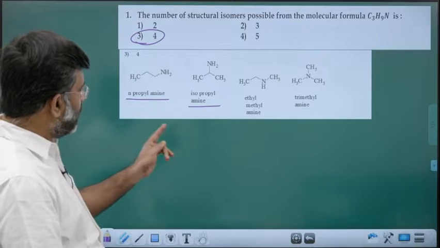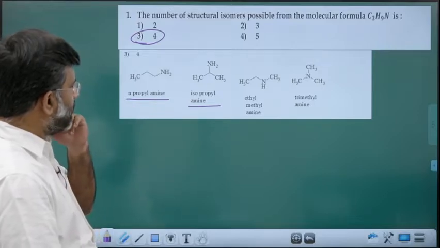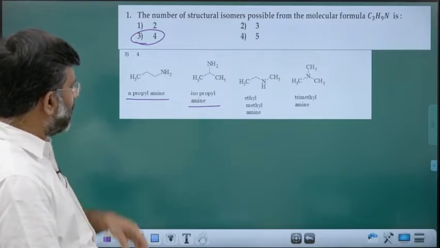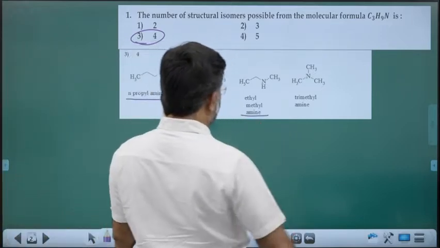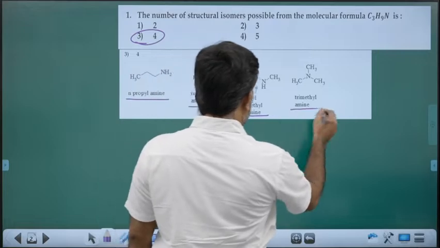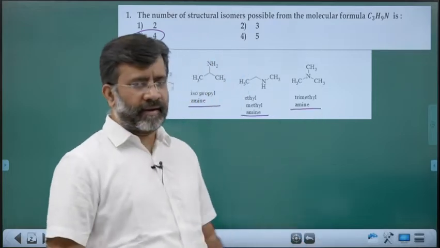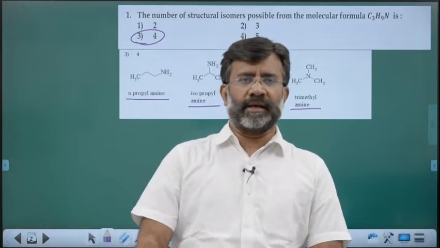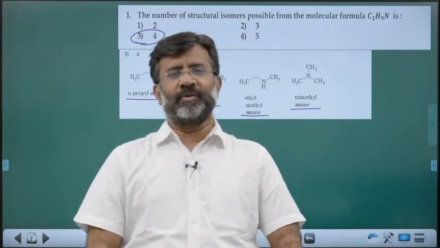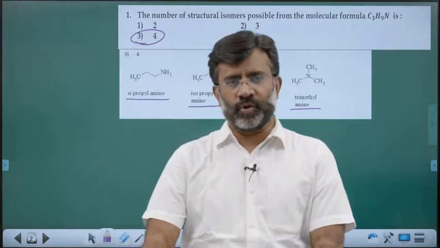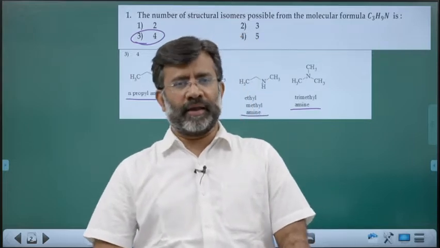Then ethyl methyl amine, that is N-methyl ethanamine. Third one. And trimethyl amine, N,N-dimethyl methanamine. That is a molecule. So try writing the IUPAC name of the compound also. There are 4 isomers possible.